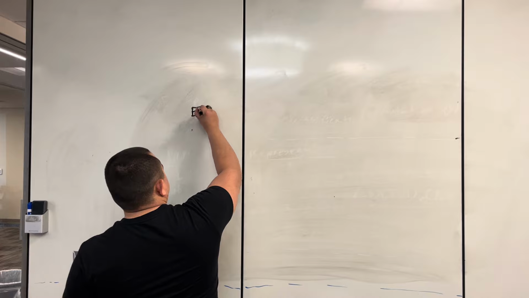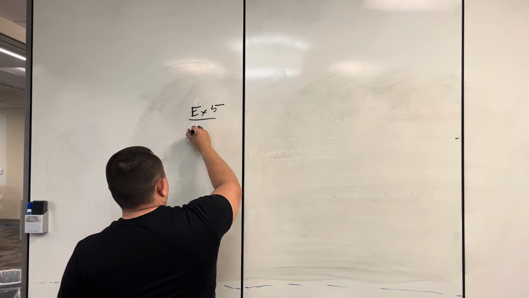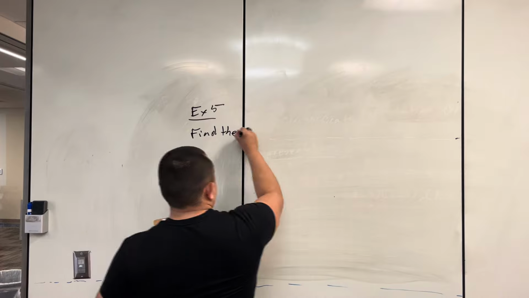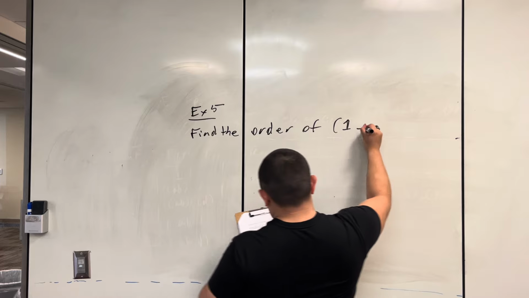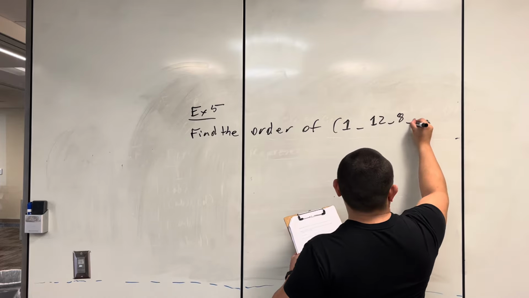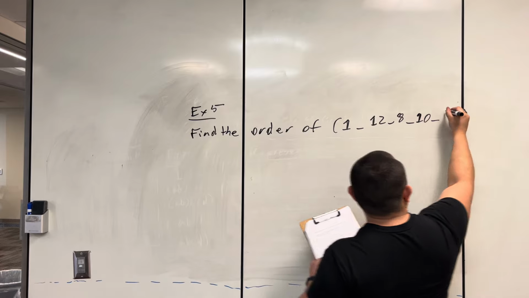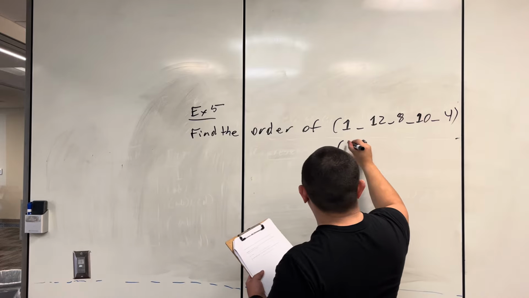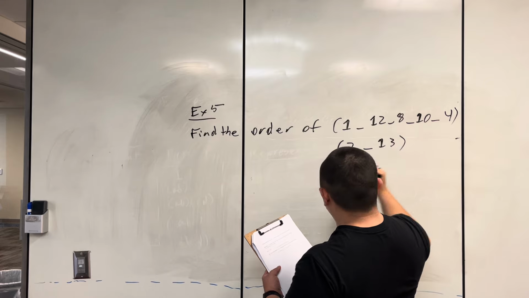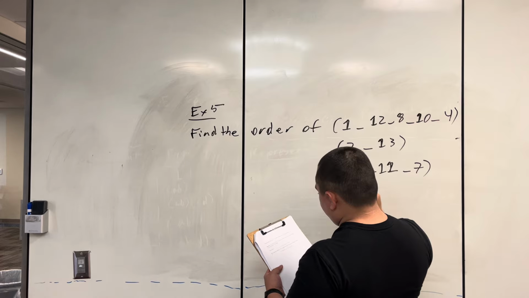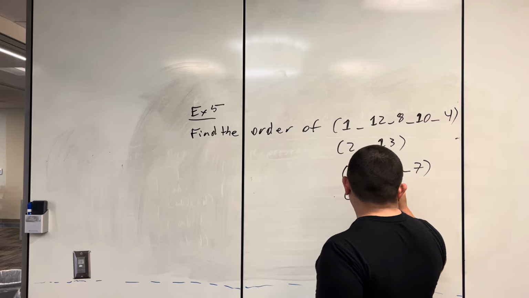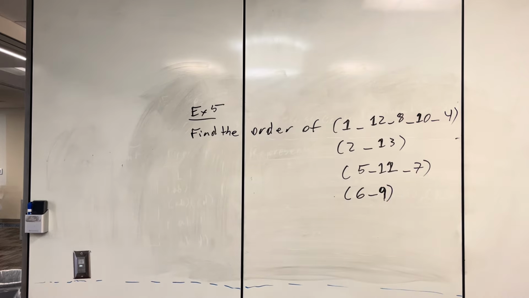So for exercise 5, find the order of (1 12 8 10 4)(2 13)(5 11 7)(6 9). So find the order of this, right?